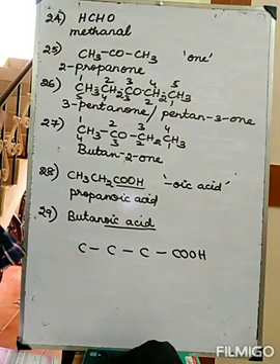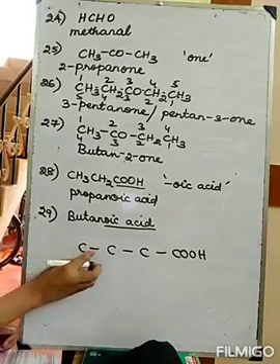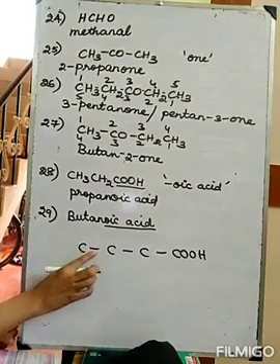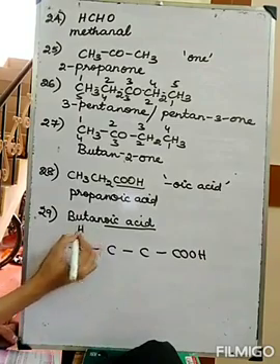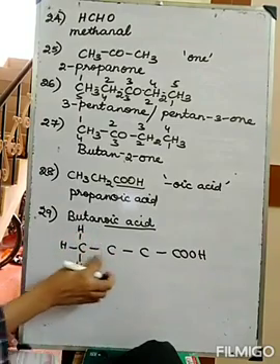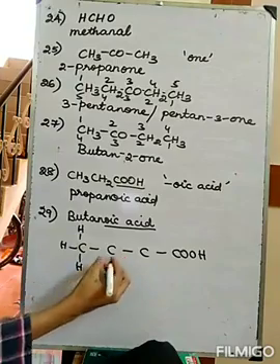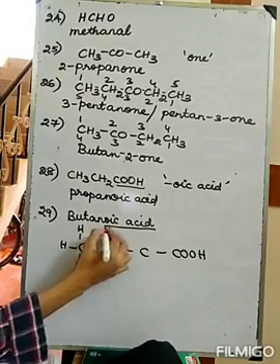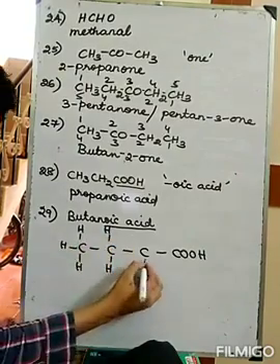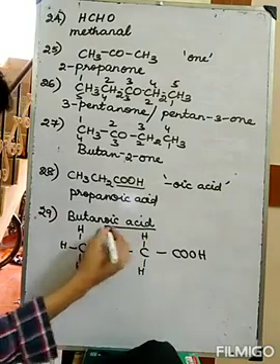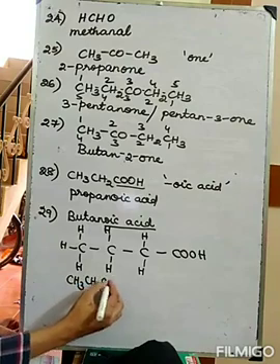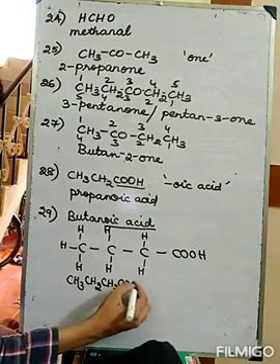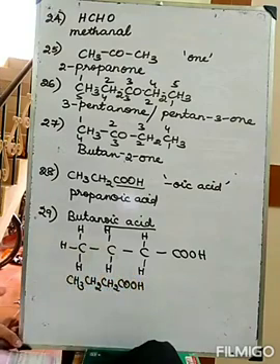Always carbon should have 4 bonds. This carbon is already having 1 bond. So for the remaining 3 bonds you should put 3 hydrogens. This carbon already is having 2 bonds. So for the remaining 2 bonds you should put 2 hydrogens. Here also you will get H2. So what is the formula for butanoic acid? CH3CH2CH2COOH. Understood?